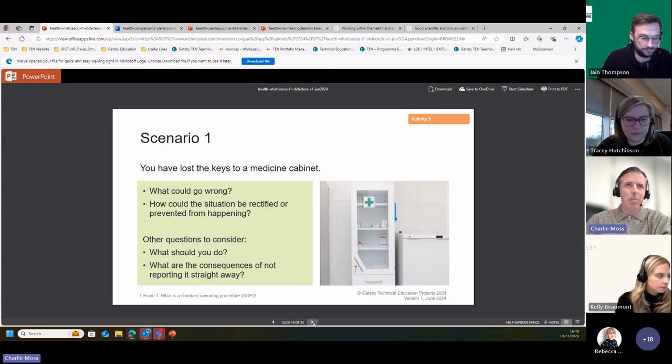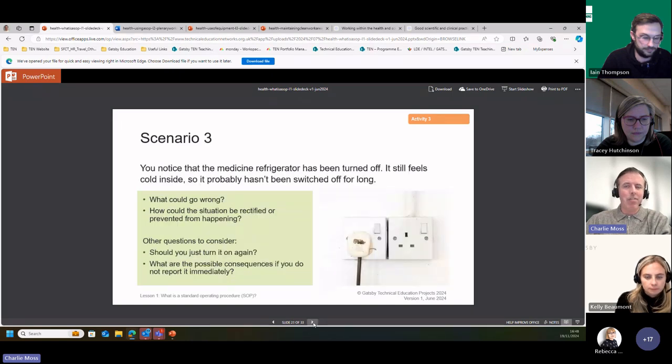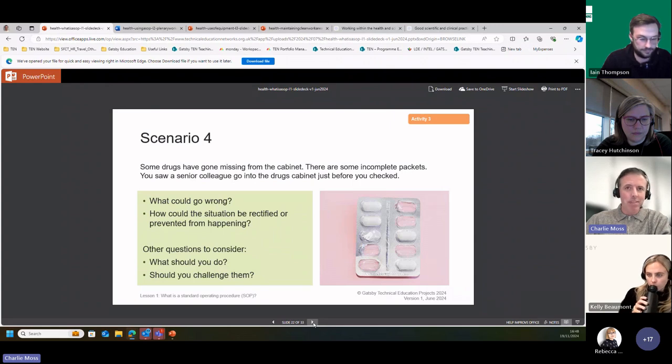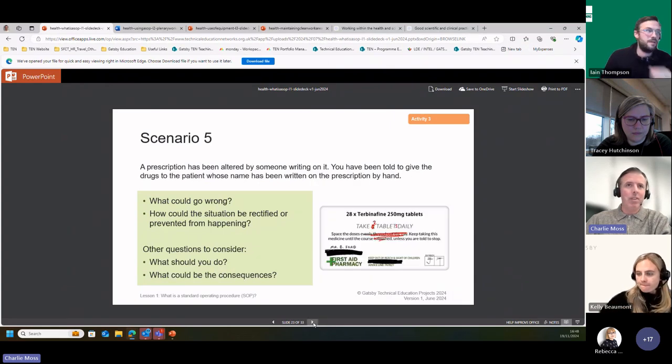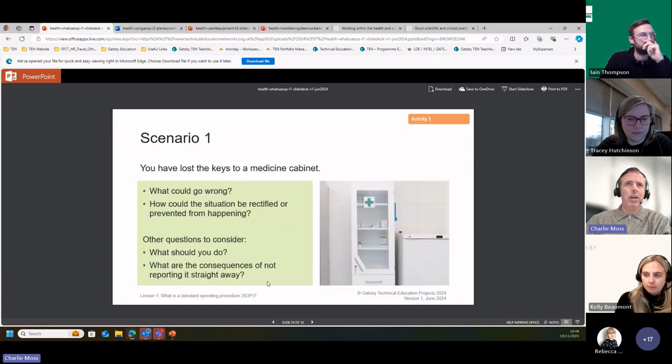So in this example, there's 7 scenarios. So there's one about a fridge and putting your lunch in there as well. There's ones about kind of plugs. There's ones about medicine being missing and what you might do. The wrong labels completed on some medicine, and there's a real variety. There's 7 examples there that you could work your way through with students as well.